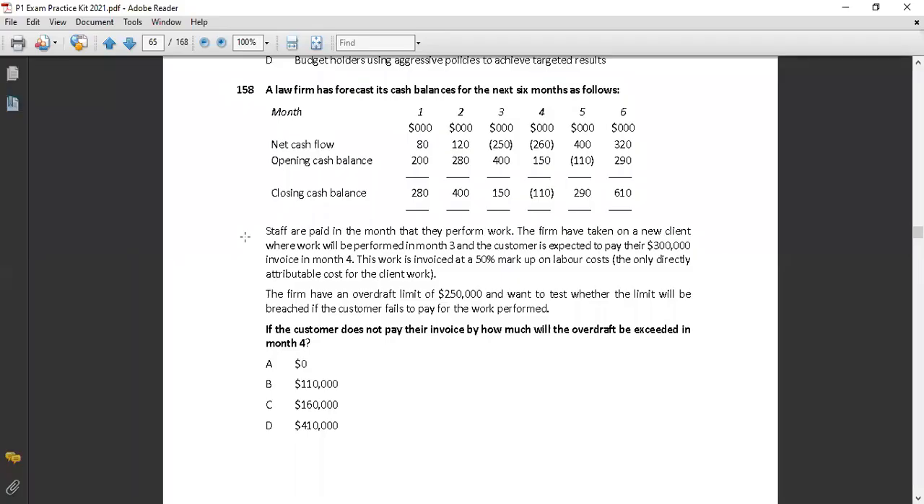The next question here is question number 158. A law firm has forecast its cash balances for the next 6 months as follows. We have the details from month 1 till 6.